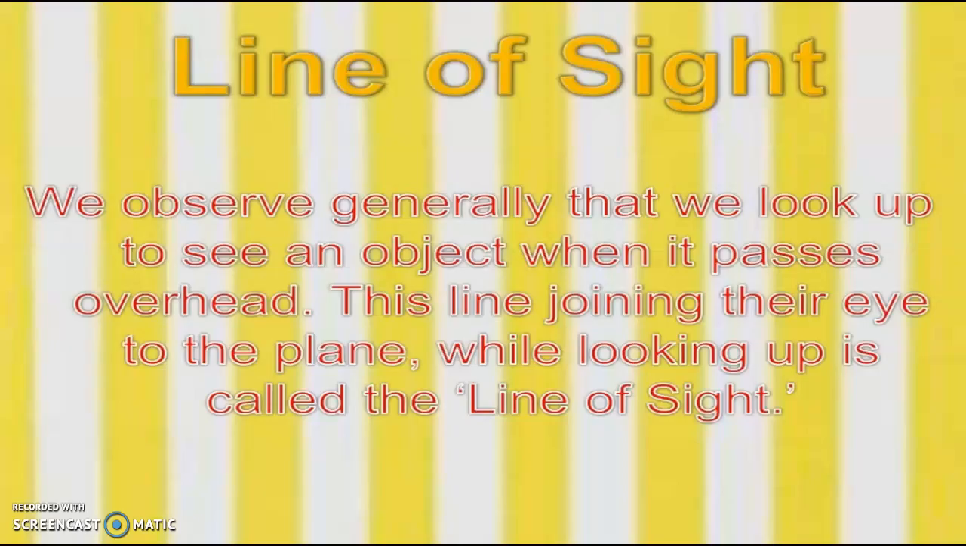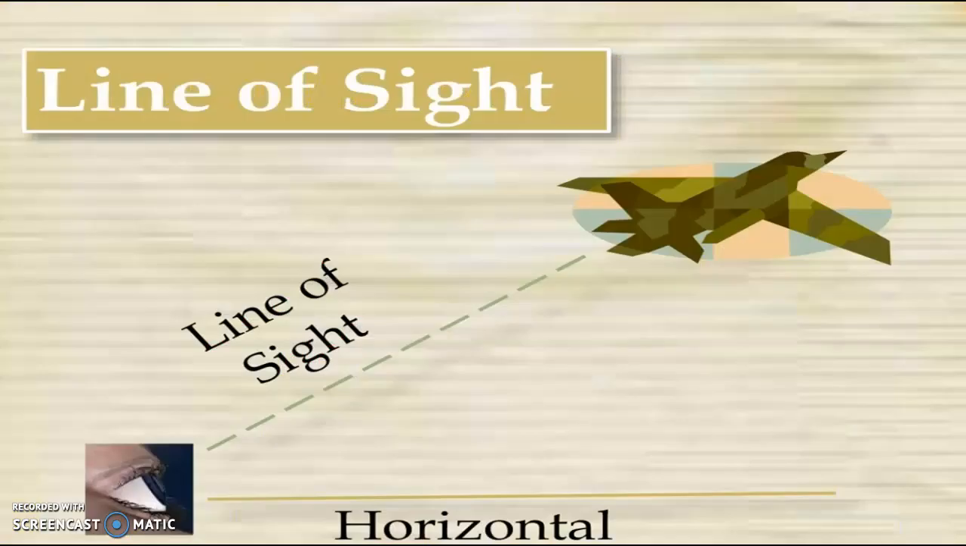Okay, let's start. Now, the first topic is line of sight. We observe generally that we look up to see an object when it passes overhead. The line joining the eye to the plane while looking up is called the line of sight. This is the definition. I will explain this by the figure.